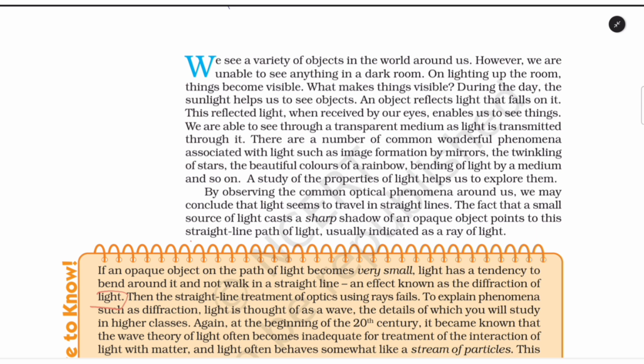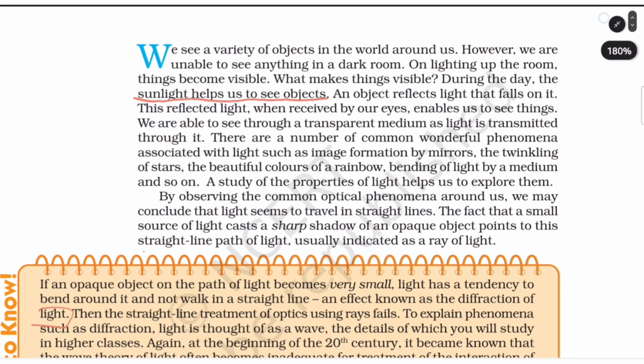The sunlight helps us to see the object. An object reflects the light that falls on it. If you want to see any object, the light source must fall on that object, then only we can see it.